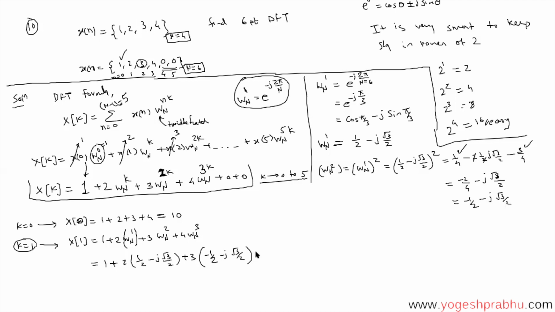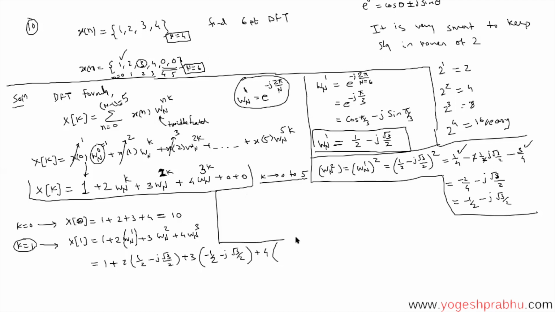Then this will be 4 times. Now you have to find out Wn to the 3. So this was Wn to the 1. Then we solved for Wn to the 2. Now Wn to the 3 is going to be Wn to the 1 times Wn to the 2. And we have Wn to the 1 as half minus j square root of 3 by 2. And Wn to the 2 is this, -1/2 minus j square root of 3 by 2.